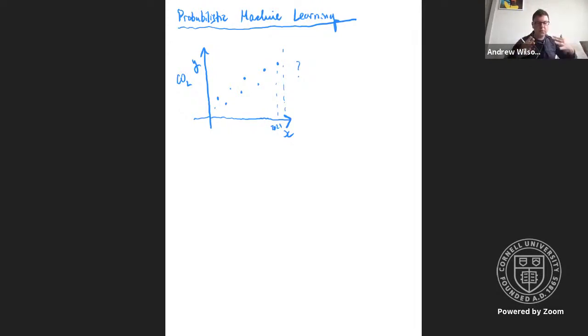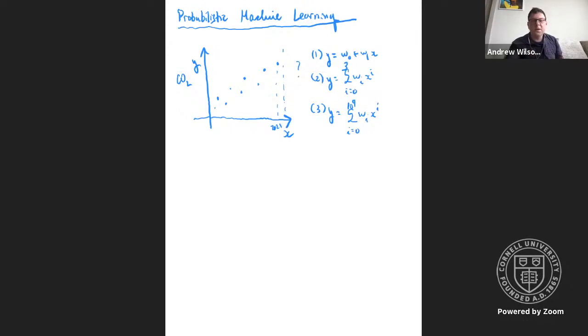And we're going to be considering 3 different model classes. Choice 1, y is just a linear function. Choice 2, y is a cubic polynomial. And choice 3, y is a 10,000th order polynomial.